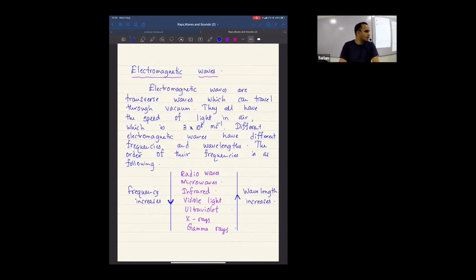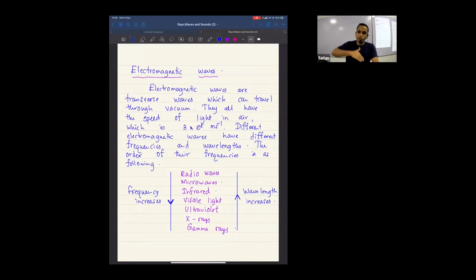So what are the different types of electromagnetic waves? Radio waves, microwave, infrared, visible light, ultraviolet, X-ray, gamma rays. That is the order in which the frequency of the electromagnetic radiation will be increased. So, which electromagnetic wave has the lowest frequency? Radio waves. Who has the highest frequency? Gamma. Okay. So then, who has the lowest wavelength?